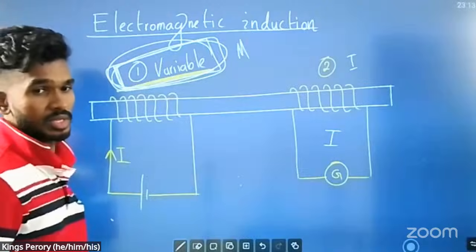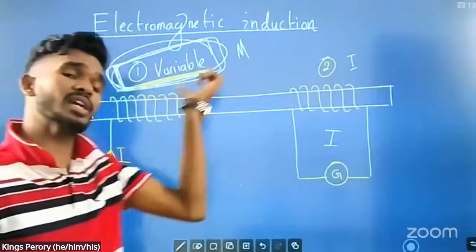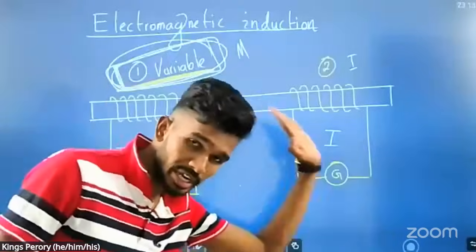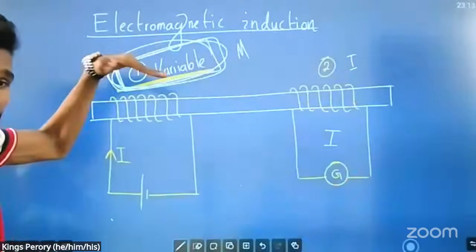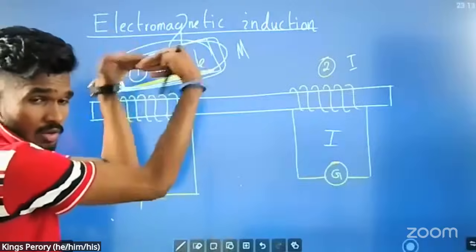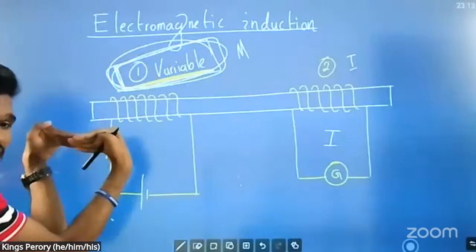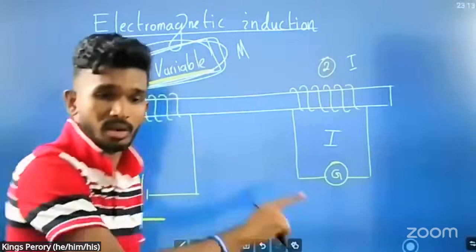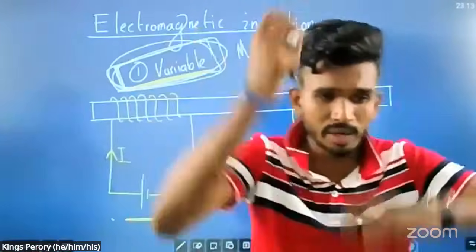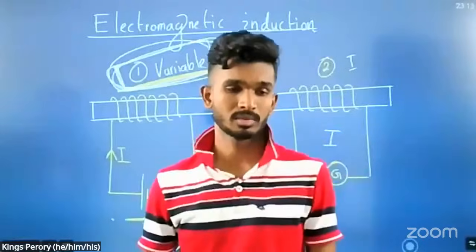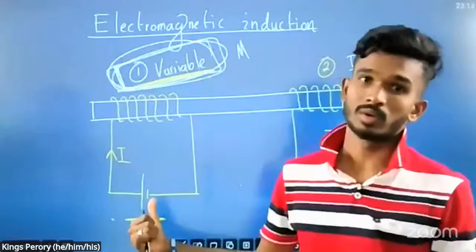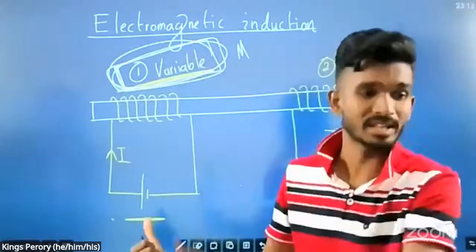If I have a constant magnetic field here, can I induce a current here? For me to induce a current here, there should be a variable magnetic field. For me to create a variable magnetic field, there should be a variable current. Tell me, can a battery give variable current? Variable current means the current direction should change. Can a battery give variable current? No. A battery gives DC current.